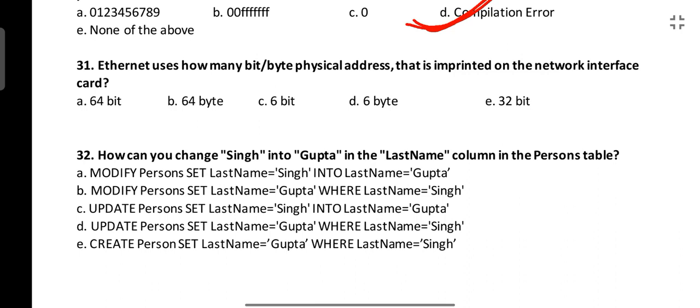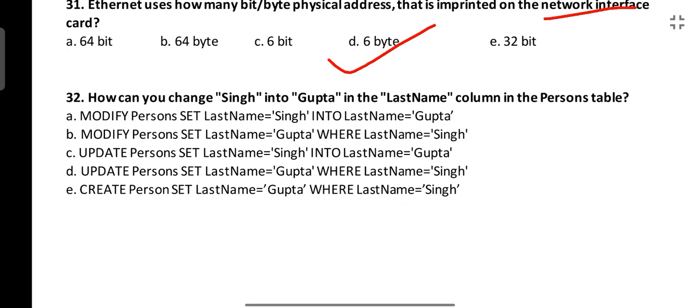So let's start with the questions. First is, Ethernet uses how many byte physical address that is imprinted on the network interface card? They are asking about NIC card addresses. We know a NIC card address is 6 byte or 48 bit. So the answer is option D, 6 byte.